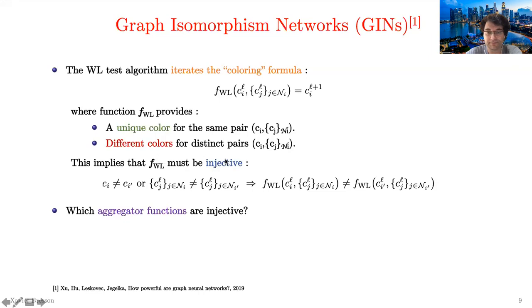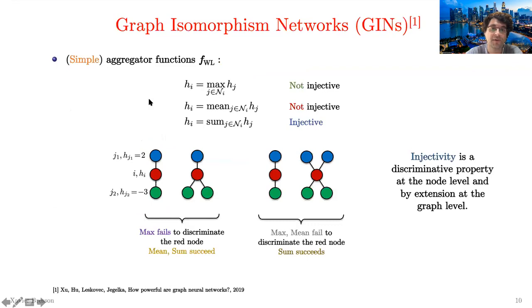Okay, so if we look at aggregator functions, the simplest one, for example the max function, you take the max value over your neighborhood. The thing is, this is not an injective function. And you can see that on these two simple graphs here. This is graph number one, graph number two. If we compute h_i for this node here, we have the neighbors j1 and j2, with the colors two and minus three. If you take the max, then you will get two.